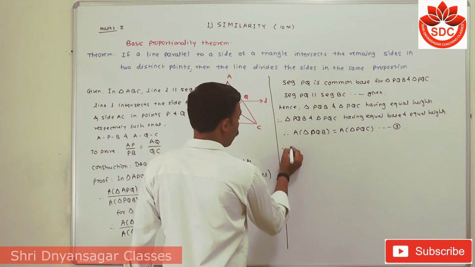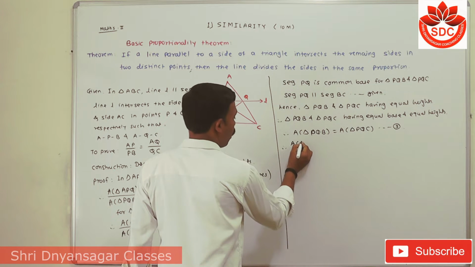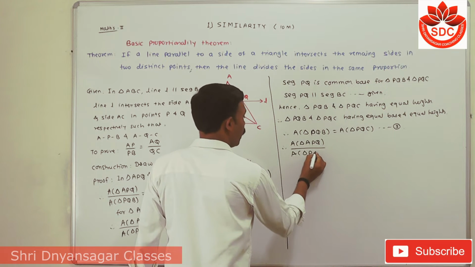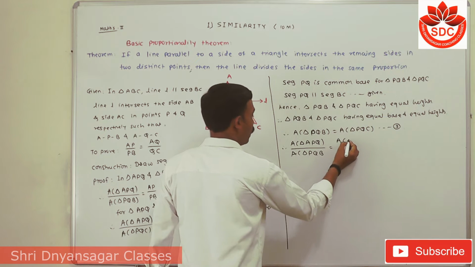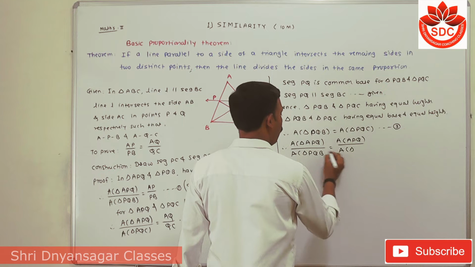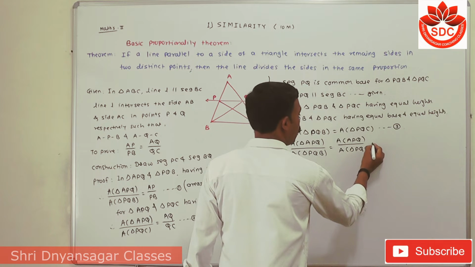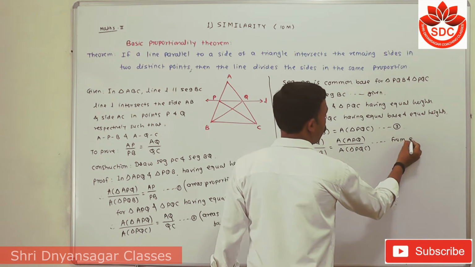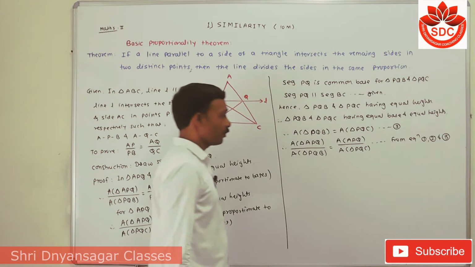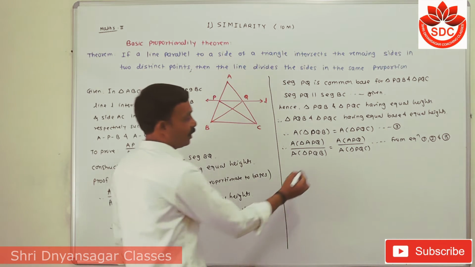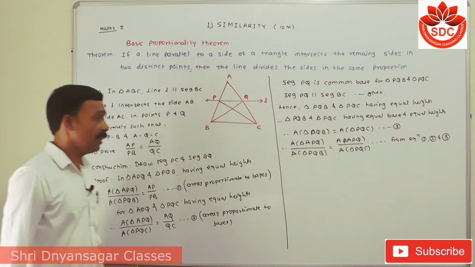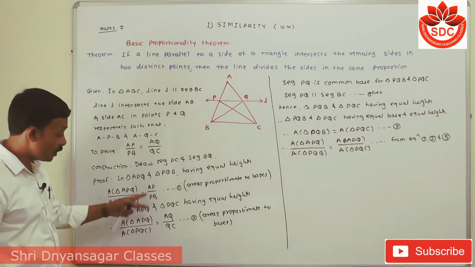So I have to write here, therefore from first, second and third, area of triangle APQ upon area of triangle PQB is equals to area of triangle APQ upon area of triangle PQC. Reason is that from equation first, second and third. Now student, if these two ratios of areas are equal, then their correspondence is also equal.